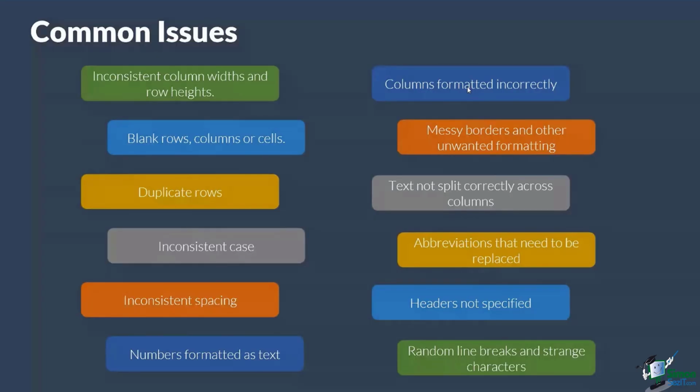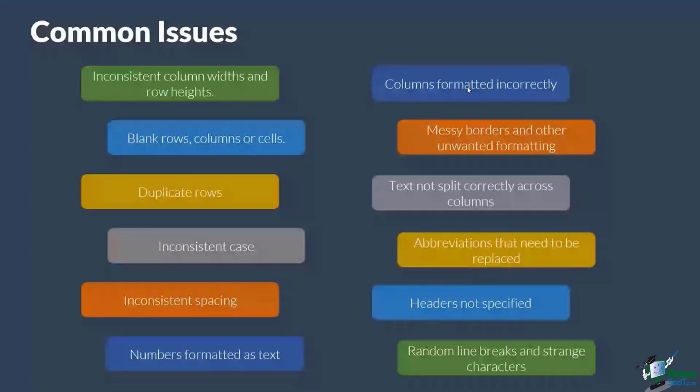We might have numbers in our data that instead of being formatted as numbers, they're formatted as text. And this can cause a whole heap of problems, particularly if we're using formulas which rely on those being numbers. They're not going to calculate correctly. So we want to make sure that our numbers are actually numbers. We might have our columns formatted incorrectly. So instead of a date column, we might have it formatted as text or general. And again, it's not going to display correctly.